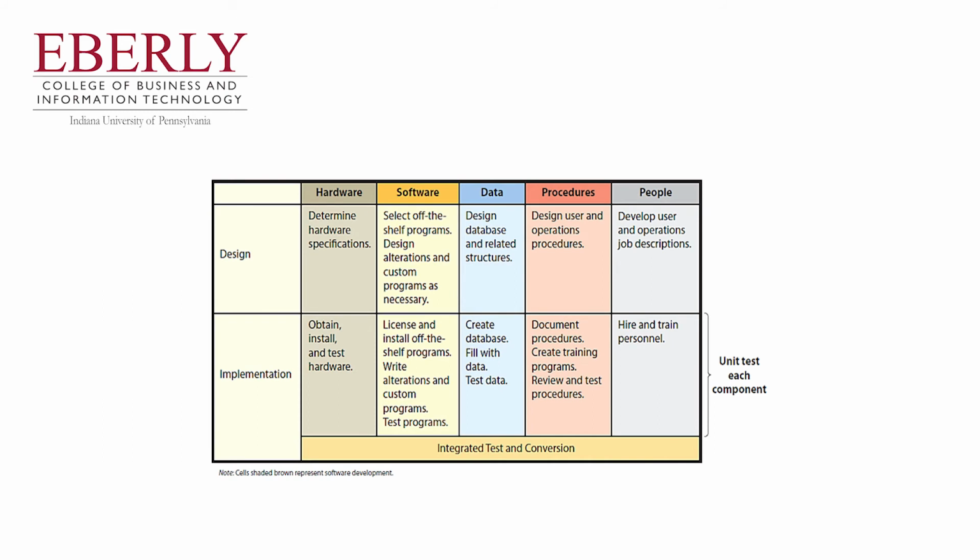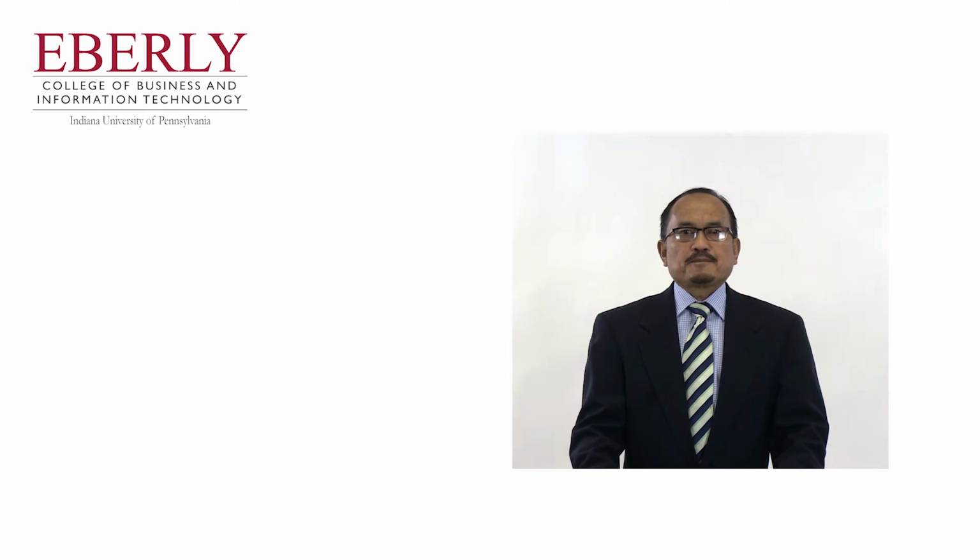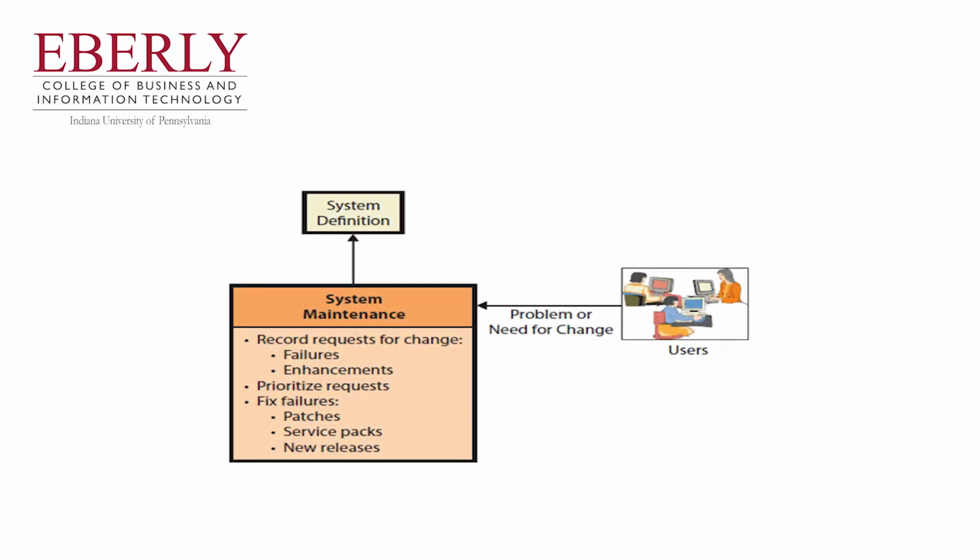Figure 10.14 summarizes the tasks for each of the 5 components during the design and implementation phases. With regard to information systems, maintenance is a misnomer. The work done during this phase is either to fix the system so that it works correctly or adapt it to changes in requirements. Figure 10.15 shows tasks during the maintenance phase.